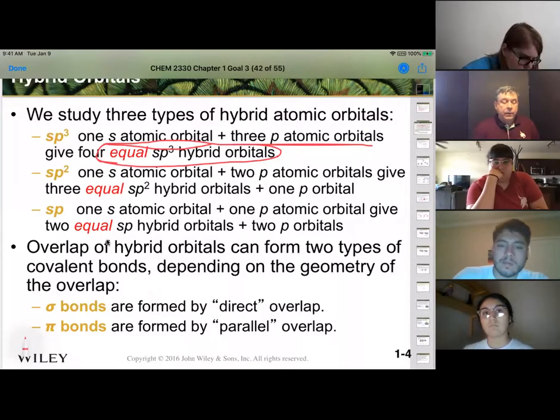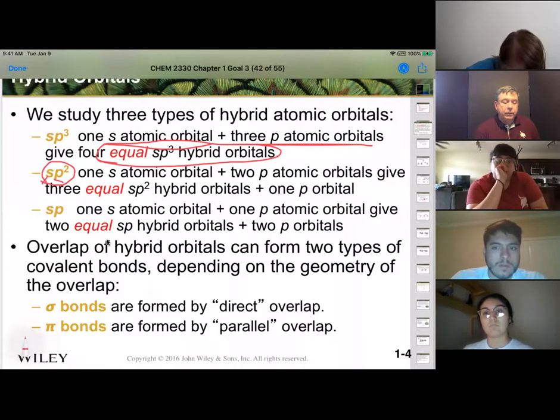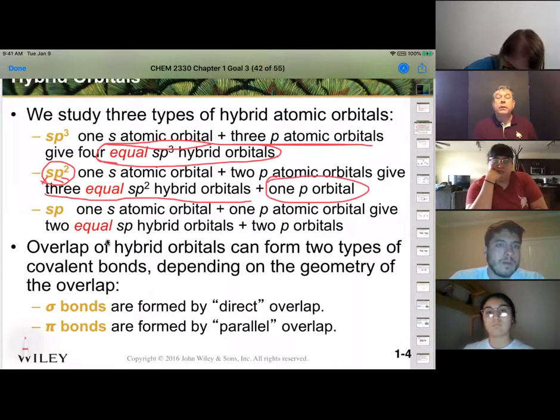So if we do sp2, that means we'll end up with 3 equal sp2 orbitals and 1 p orbital that hasn't been touched. Remember, these p orbitals are dumbbell shaped and the s orbitals were spheroidal.